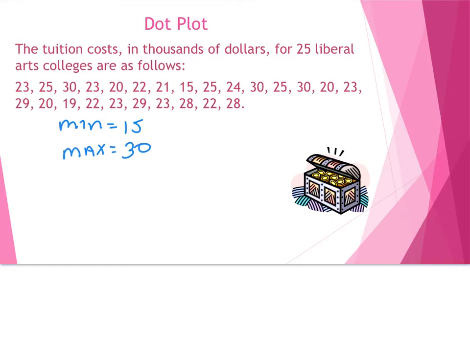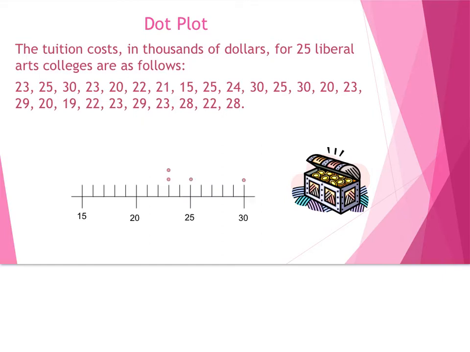What I want to do is make a number line that goes from 15 to 30. And I need a tick mark for every single number, 15 and 30, everything in between. This is why I wouldn't want to have a large span of numbers. Get any bigger than this, going from 15 to 30, and it's a number line I don't want to draw. Now, I've started the dot plot for you.